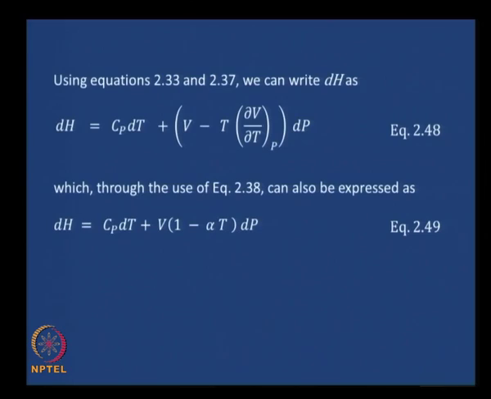Now, look at the thing here, we have the total variation in enthalpy expressed in terms of Cp, V, alpha and T. So, this is easily computable.